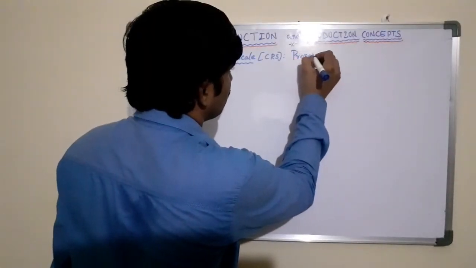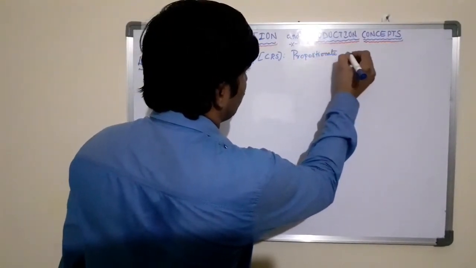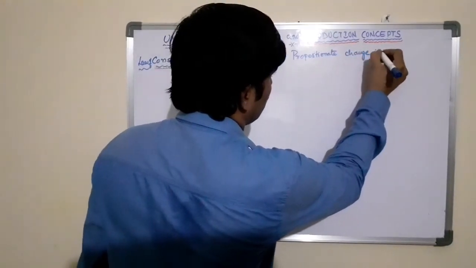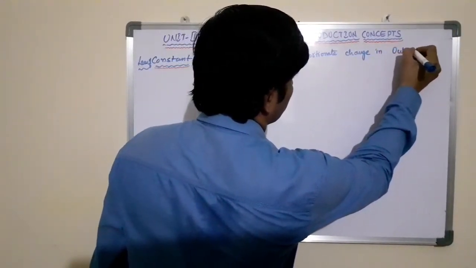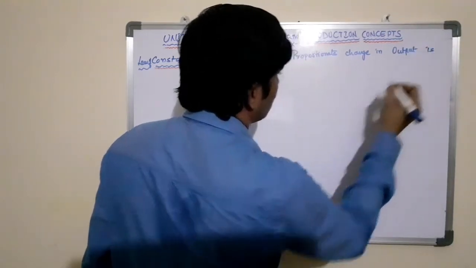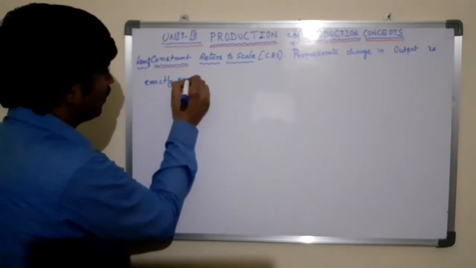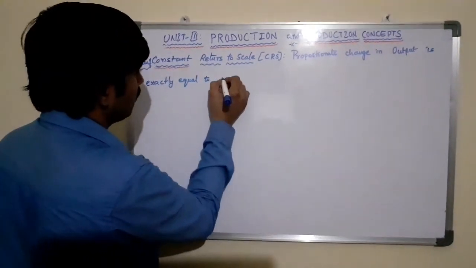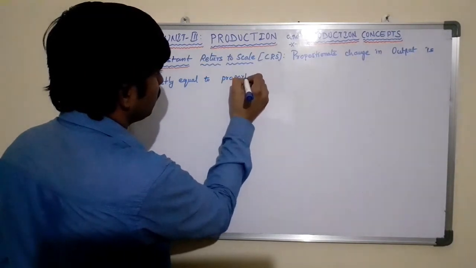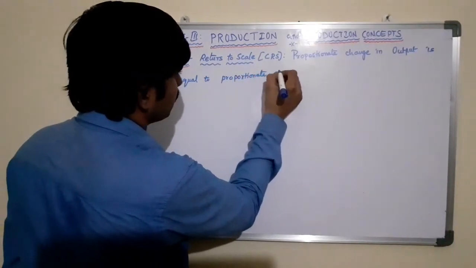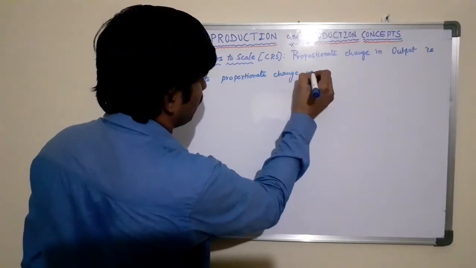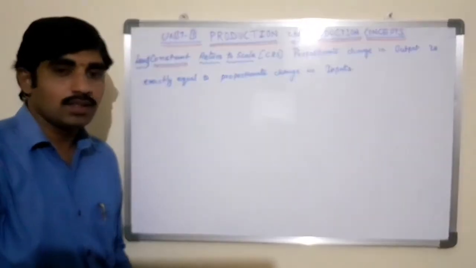Proportionate change in output is exactly equal to proportionate change in inputs. There is no difference in the changes of these inputs and outputs.